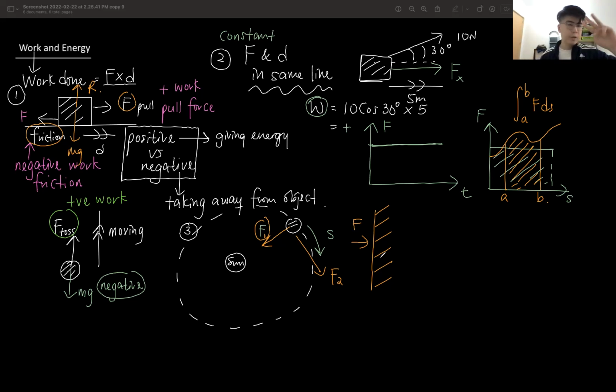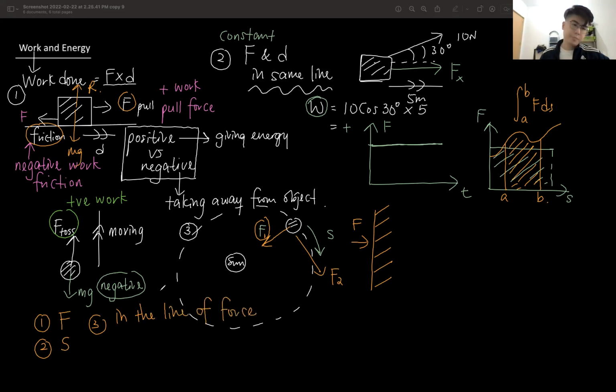Okay, so 3 criteria for work to be done. What are the 3 criteria? First, you need force. Number 2, you need displacement. Number 3, you need them to be in the same line. I will write here: distance in the line of force.